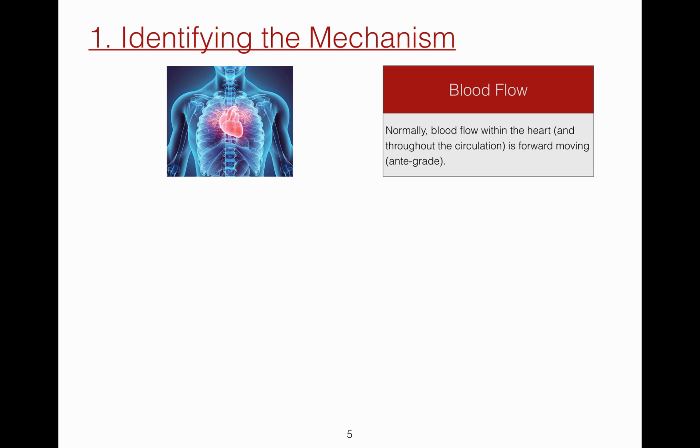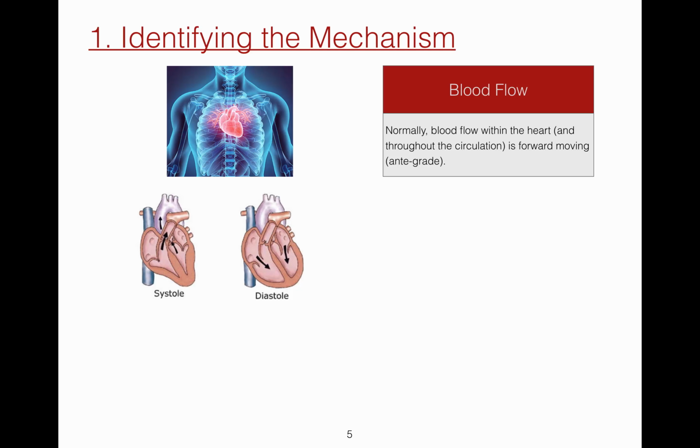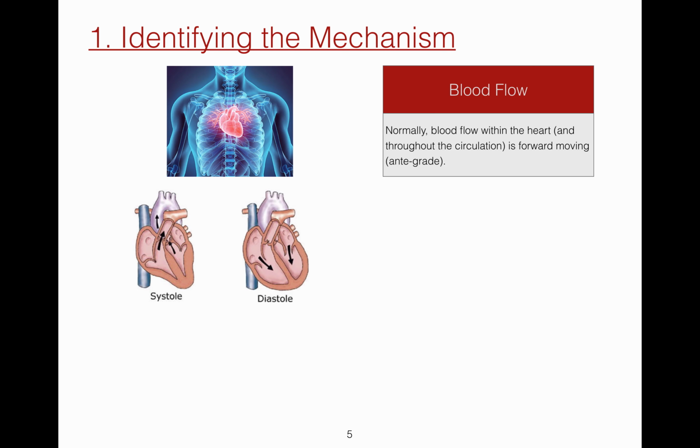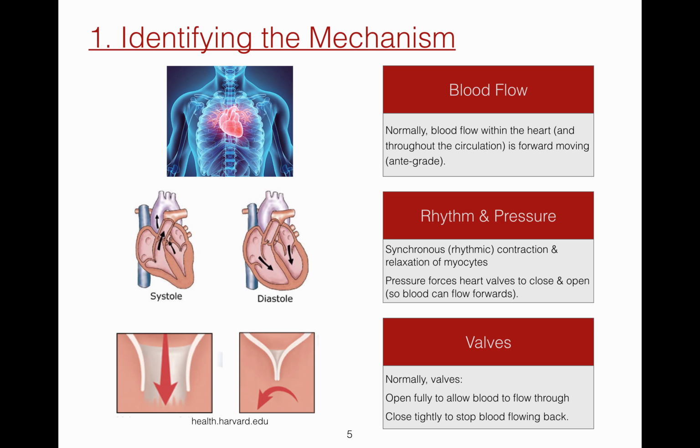Identifying the mechanism. Normally, blood flow within the heart and throughout the circulation is forward moving, that is, antegrade. As you know, the synchronous rhythmic contraction and relaxation of cardiac myocytes results in changes in pressure within the heart. Increasing pressure forces valves to close and others to open, so that blood flows forwards. And normally, valves open fully to allow the blood to flow through them, and close tightly afterwards to stop blood flowing back.